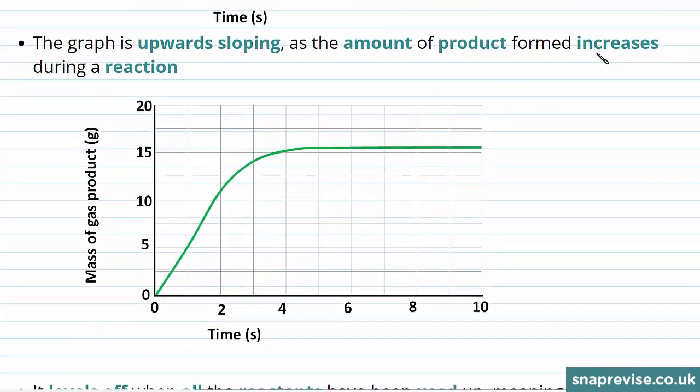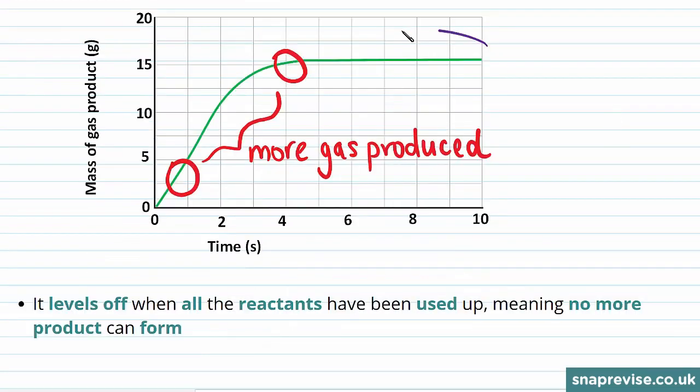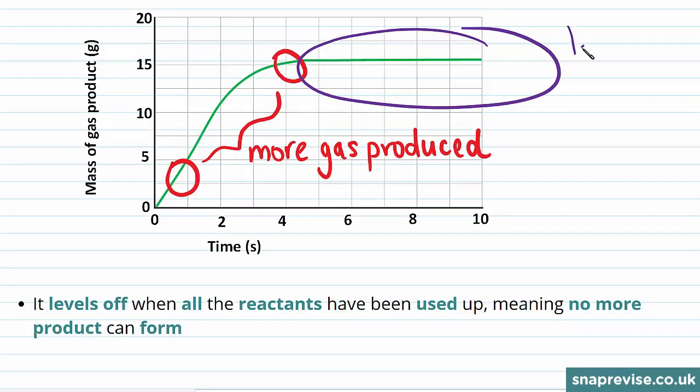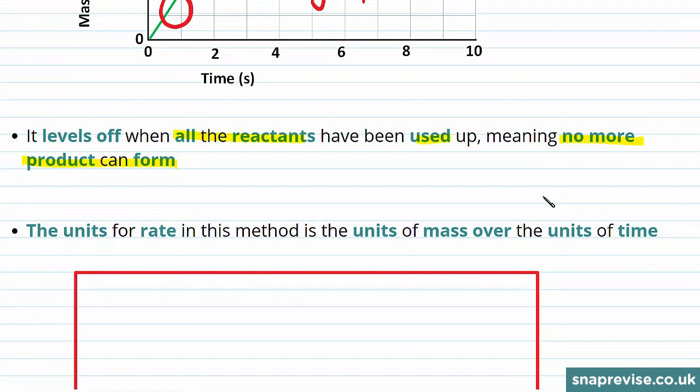At the beginning of this graph, the graph is upwards sloping as the amount of product formed increases during the reaction. For example, at this early point, you can see that less gas product has been formed than at 4 seconds. The graph also shows a region in which it levels off, which can be seen here. This happens when all the reactants have been used up, meaning that no more product can form and the reaction stops.